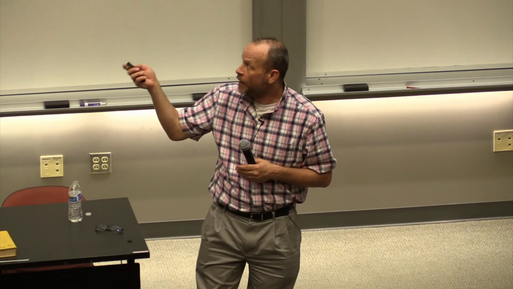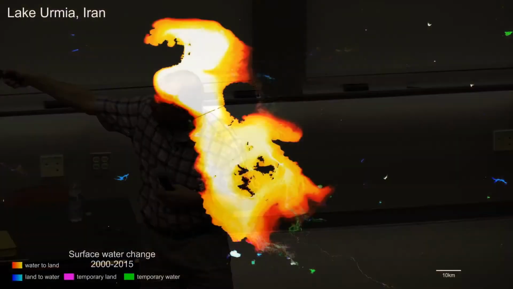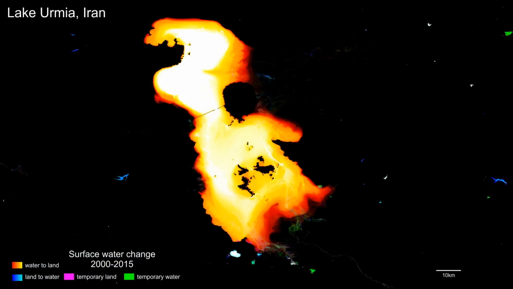So yeah, we do every pixel. You can see the reservoir here is new, it's recent, and then the lake shrinks. So we have in our database every pixel for 20 years mapped as water or not water.